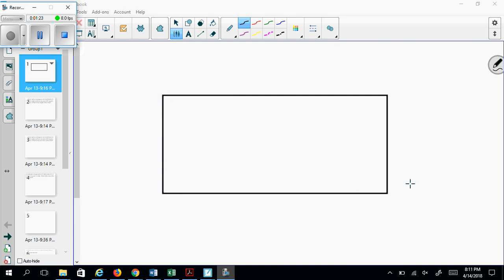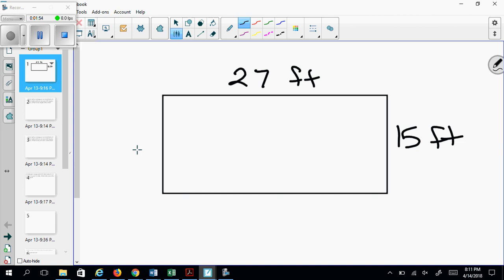So let's say that his fence is going to need to be 27 feet wide by 15 feet wide. If you're given these two measurements, you know the other sides that we need. So here, would it be 27 or 15? It would be 15 feet. This side would then be 27 feet.